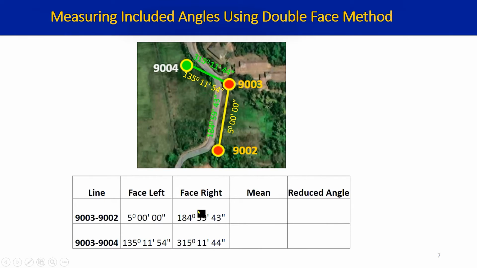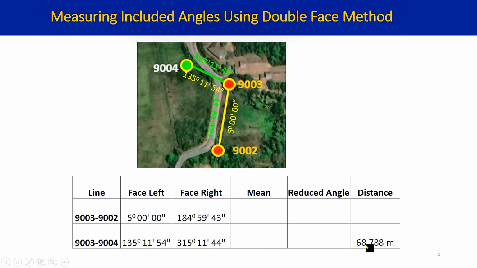Thereafter, we need to find out the distance from 9003 to 9004. Usually this distance can be taken from the total station by pressing the HD button. When we press the HD button, we can get the distance. The measured distance was 68.788 meters. We can put it in a separate column after the reduced angle column and record it.